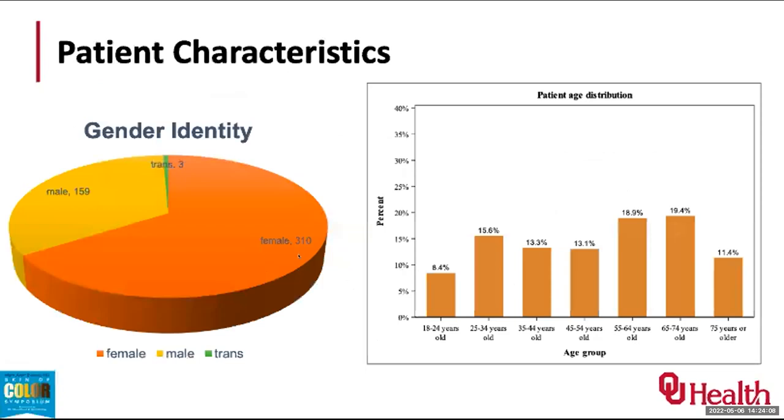Okay, so here is a pie chart showing us a little bit about our patient population. So we had a large amount of female population filling out the survey, along with male and even trans patients. And here you can see on the right, we have a bar graph of the patient age distribution, and we have quite a broad distribution in our age groups.